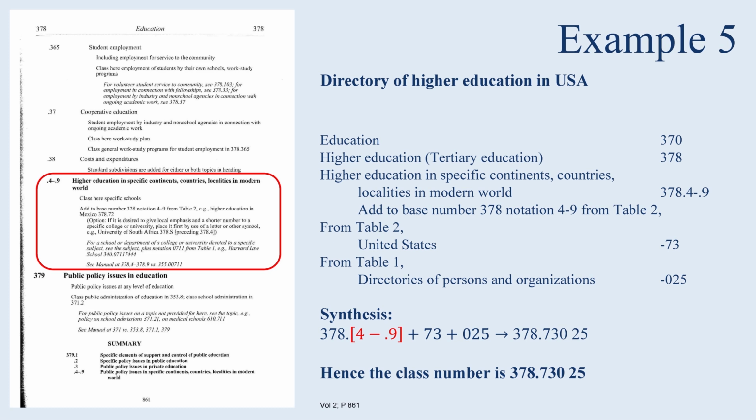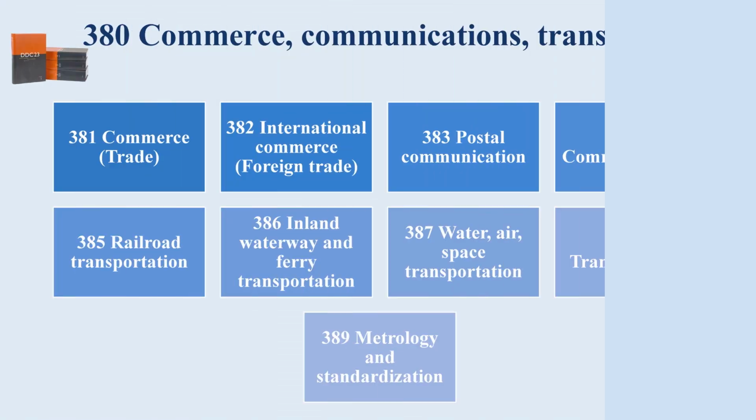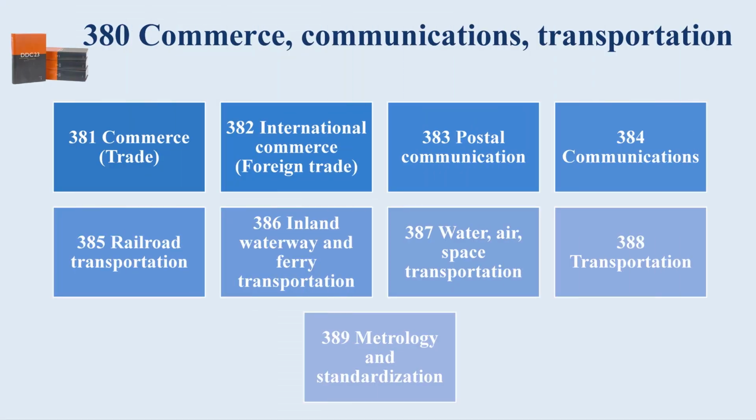Another important class of social science is commerce, communication and transportation. The commerce, communication and transportation class, to be precise, is again subdivided into 381 commerce or trade, 382 international commerce or foreign trade, meaning trade between two countries, postal communication, communication in general, 385 for railroad transportation, 386 inland waterway and ferry transportation, 387 water, air, space transportation, 388 transportation, 389 metrology and standardization.